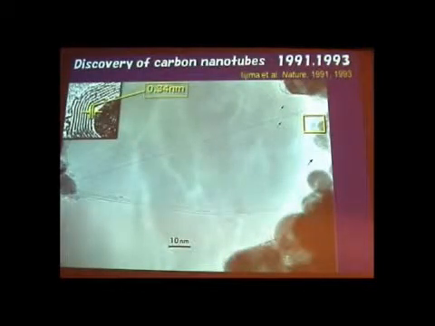Then the carbon nanotube. This is a single carbon nanotube. The multiple carbon nanotube was reported in 1991, and this one, the single, in 1993. Then it is rather interesting.